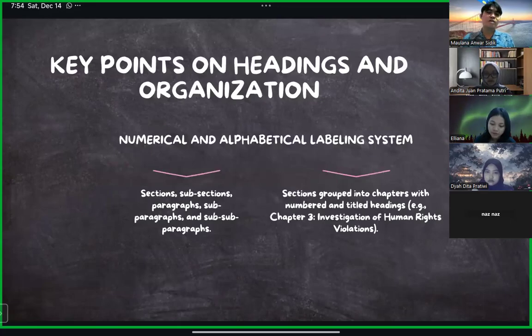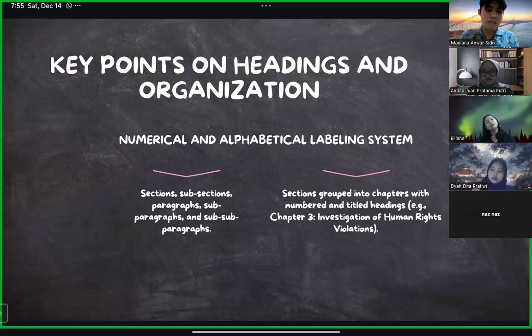So there's the key points on headings and the organization itself. There's a numerical and alphabetical labeling system. So legal texts are organized using a hierarchical structure to clearly organize the information itself. Sections are divided into smaller units such as subsections, paragraphs, subparagraphs, and this detailed breakdown ensures clarity and also the precision of the information delivered.